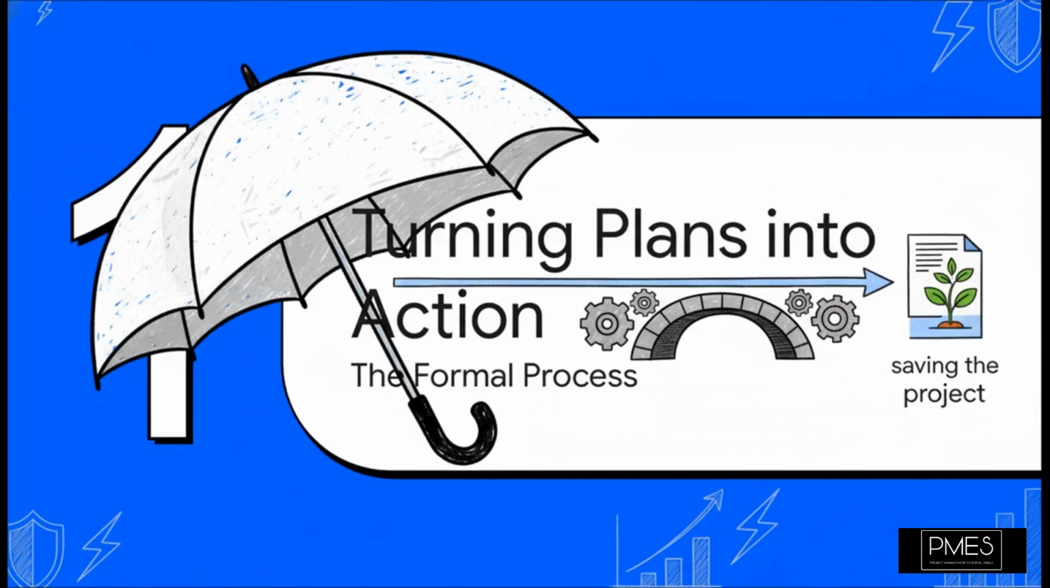So this brings us to the formal name for opening the umbrella on a project. It's called the Implement Risk Response process. And really, you can just think of it as the critical bridge between having a plan and actually saving your project from a real problem.